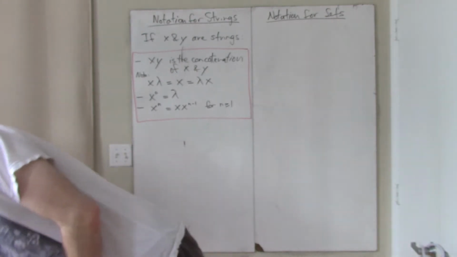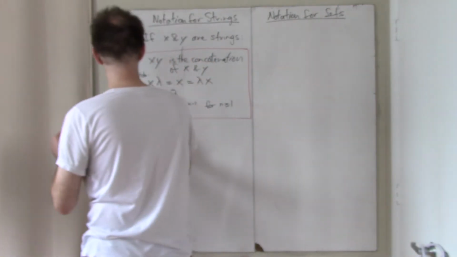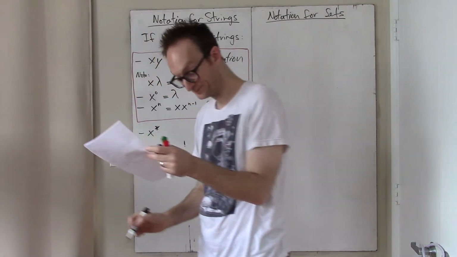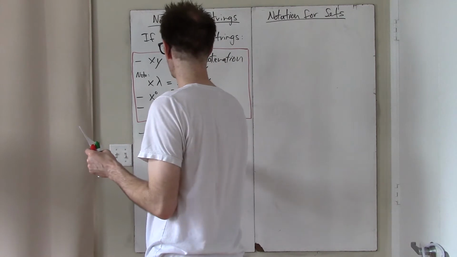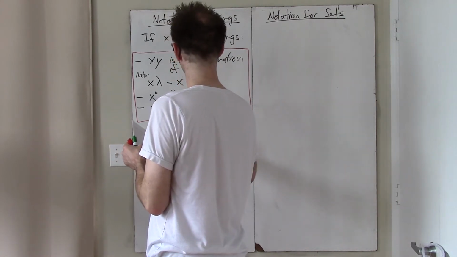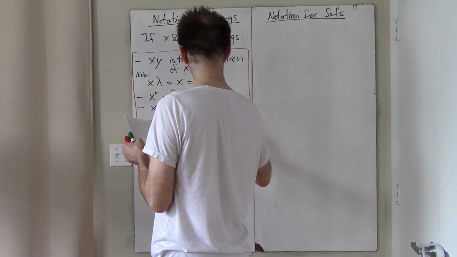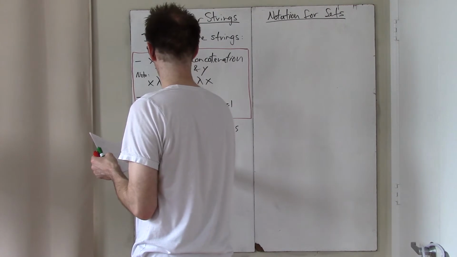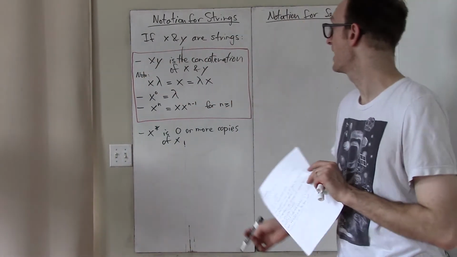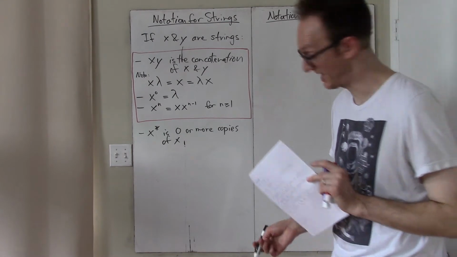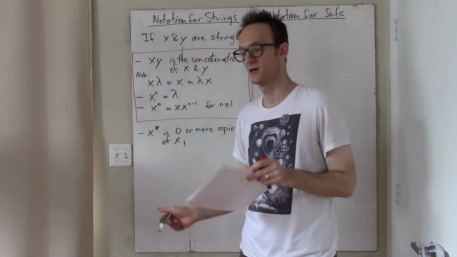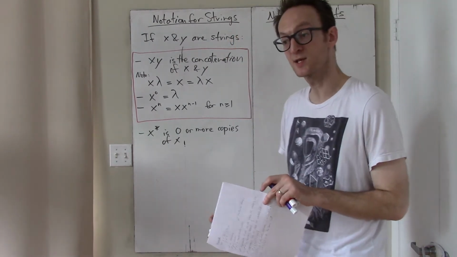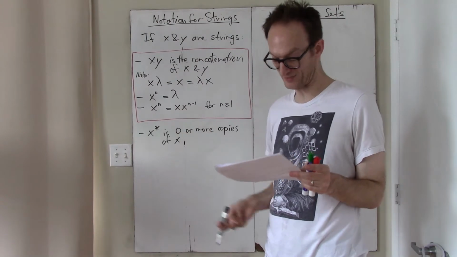Okay, but then there's this other notation, which is a little bit vague, so I want to pause for emphasis. X star is 0 or more copies of x. Okay, what the hell does that mean? It's sort of vague, and x star does not specify a particular string. It's kind of a way of saying I either have no x's, or 2 of them, or 3 of them, or 4 of them, or something like that.